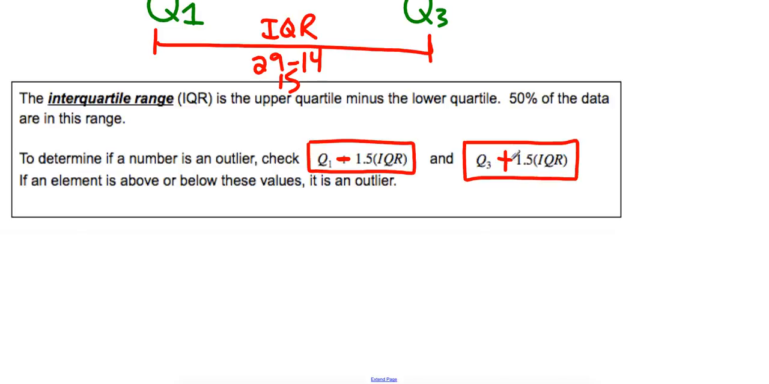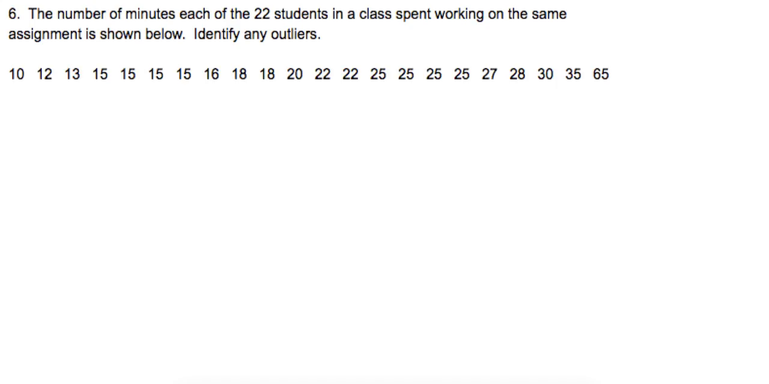So we're going to do number 6 together so I can show you what this means. Okay, so 22 students spent some time working on an assignment, and this is how many minutes they spent on it. We want to know, are any of these outliers? Did any of these students spend way more time than everybody else or way less time than anyone else? So the first thing we need is the median. There's 22 students, so our median is going to be right here, at 21. That was really sloppy. Okay, median.